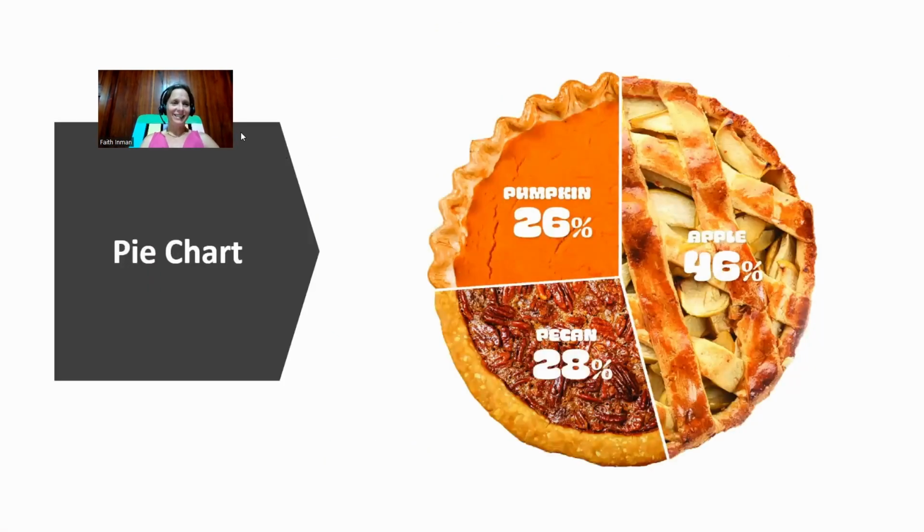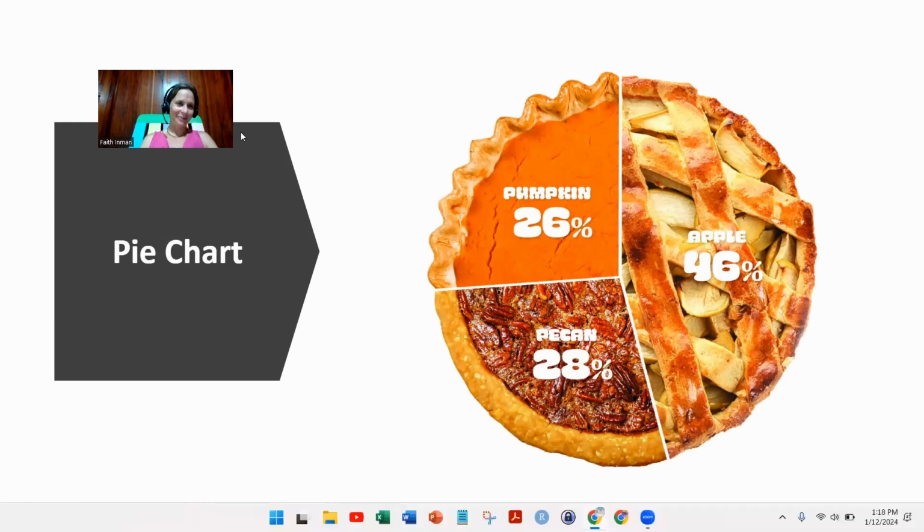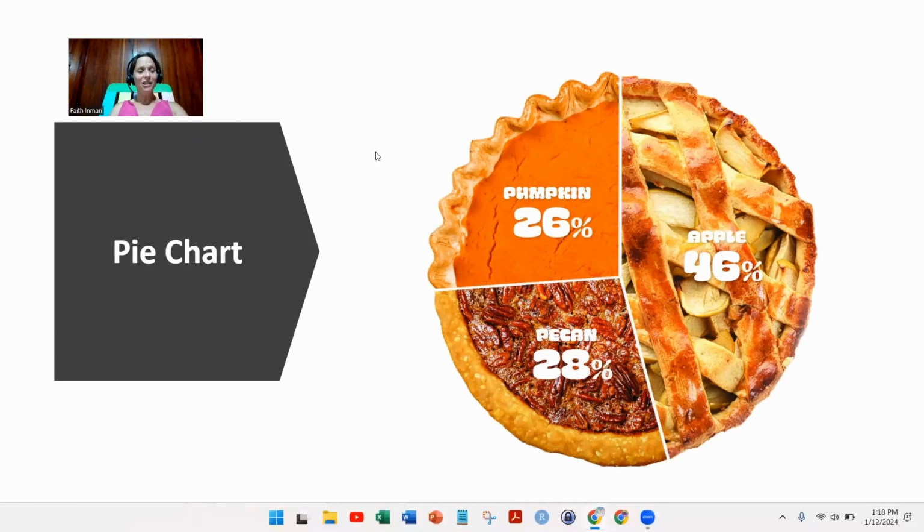Okay, the tastiest kind of chart here, the pie chart. Well, pie charts are not always recommended. And that's because the human eye has a hard time distinguishing the size of a wedge when the wedges are pretty similarly shaped.